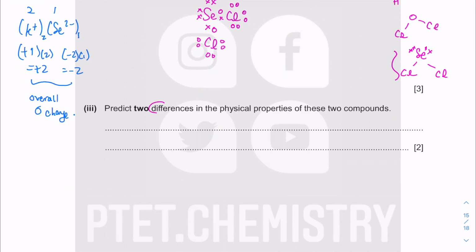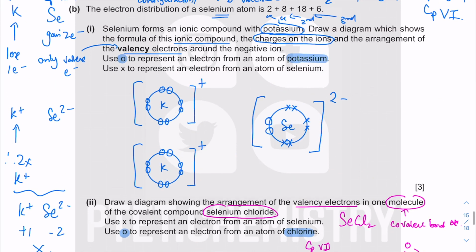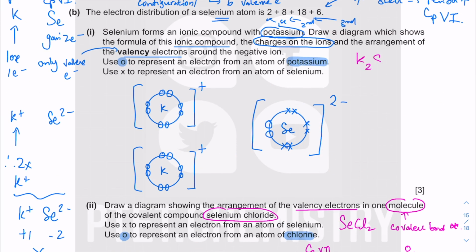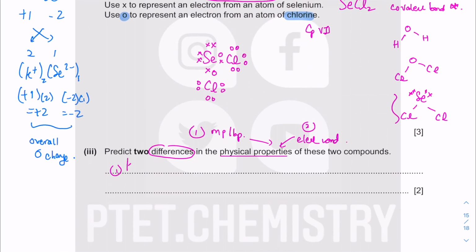Predict two differences in physical properties. One of which is going to be electrical conductivity, straight from the syllabus. The other one is to do with melting point and boiling point, which is again straight from the syllabus. So in terms of formula, this is SeCl2, and this is K2Se, because 2 of the K+, 1 of the Se2-, K2Se. So K2Se, ionic compounds.